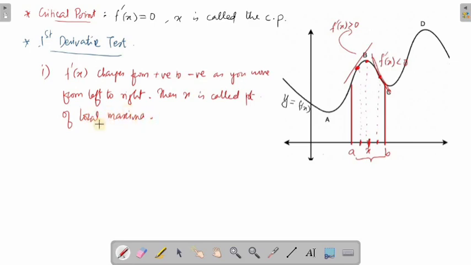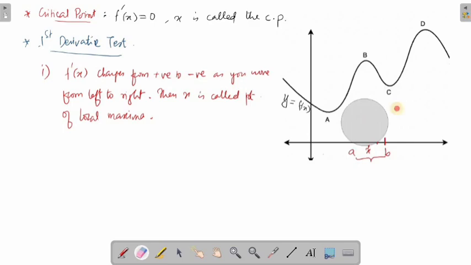Now why local maxima? We could have said just maxima. We are saying local because we are just dealing with a small interval. This is the whole function, right? But we are dealing with a small interval, so that's why we are calling it local maxima. So this is the test, this is how we check whether a point is a point of local maxima or not. I hope this is clear to you.